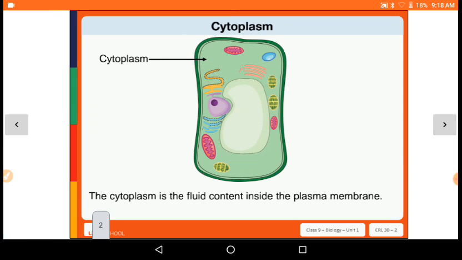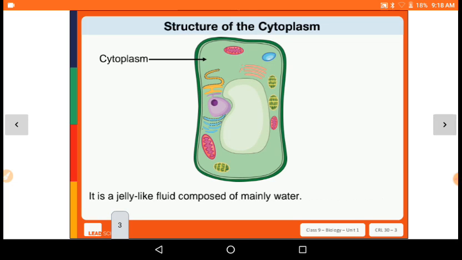So, do you remember what cytoplasm is? Cytoplasm is a fluid right inside the cell. All the organelles are embedded in the cytoplasm, and we are going to try and understand the parts of the cell by comparing it to a factory. So here the cytoplasm is a fluid content inside the plasma membrane. The structure of cytoplasm is a jelly-like fluid composed of mainly water.